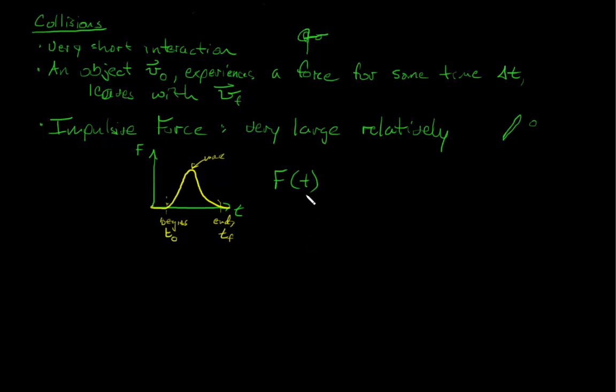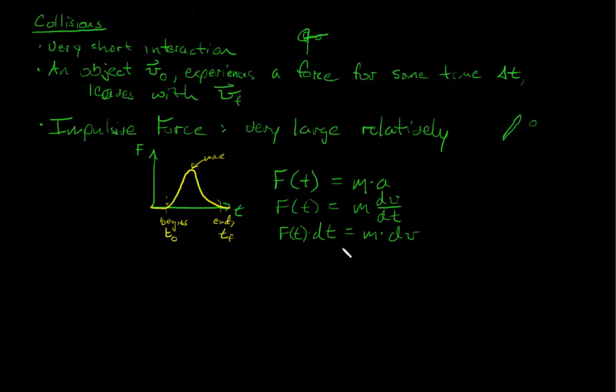All right, so what can we do with this? Well, why don't we try using Newton's second law? We know that the force is equal to the mass times the acceleration, and the acceleration is the derivative of the velocity with respect to time. Now we can rearrange this. So the force as a function of time, times dt, is equal to m dv.